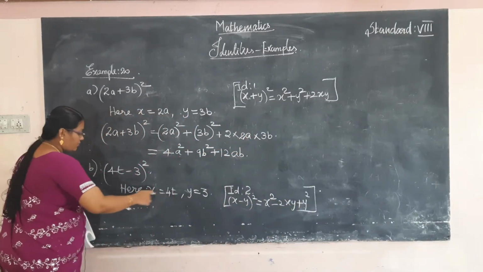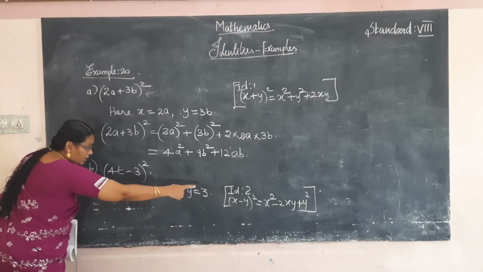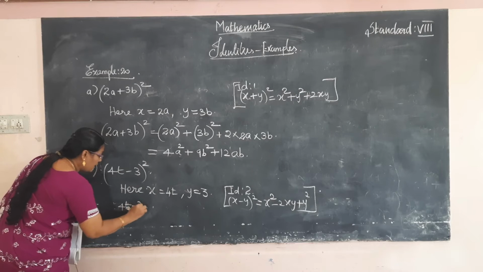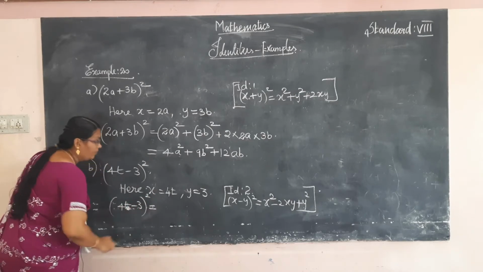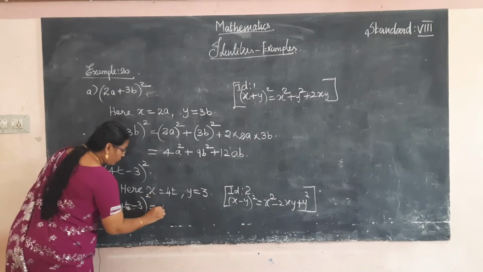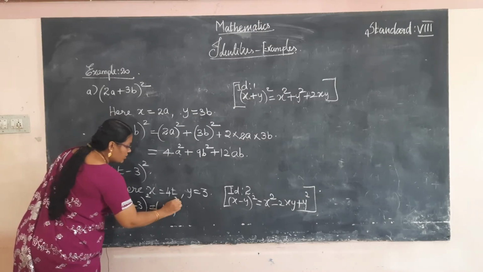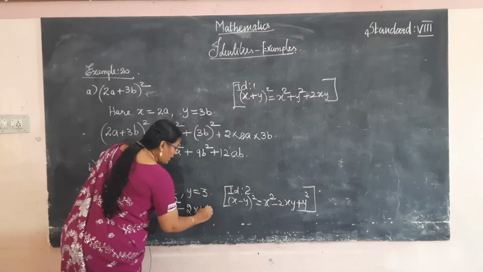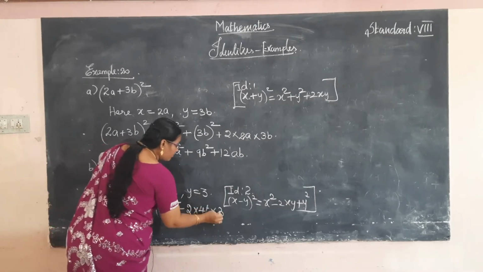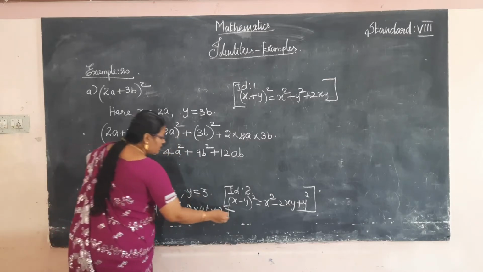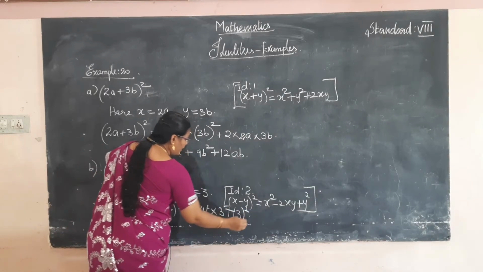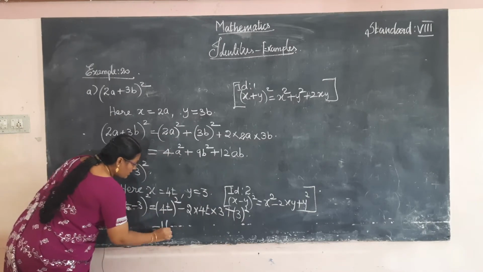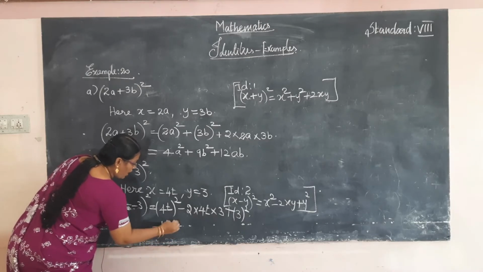Okay, now substitute the values in identity 2. So (4t minus 3) the whole square is equal to, so x value is 4t. (4t) the whole square minus 2 into, what is the x value? 4t into y value, which was 3, plus y value, which was 3, the whole square. Okay, so 4 squared is 16t square.